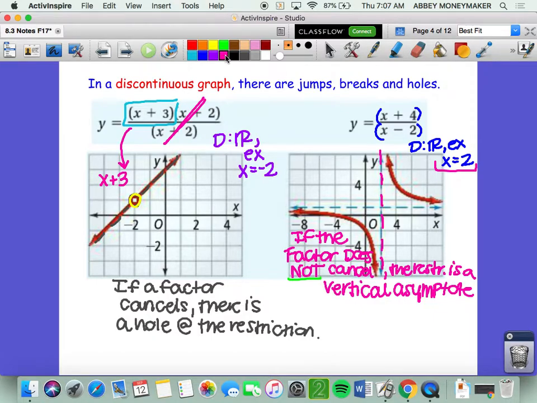So, say it with me if you need to. If it cancels, it's a hole. If the factor does not cancel, we have a vertical asymptote.